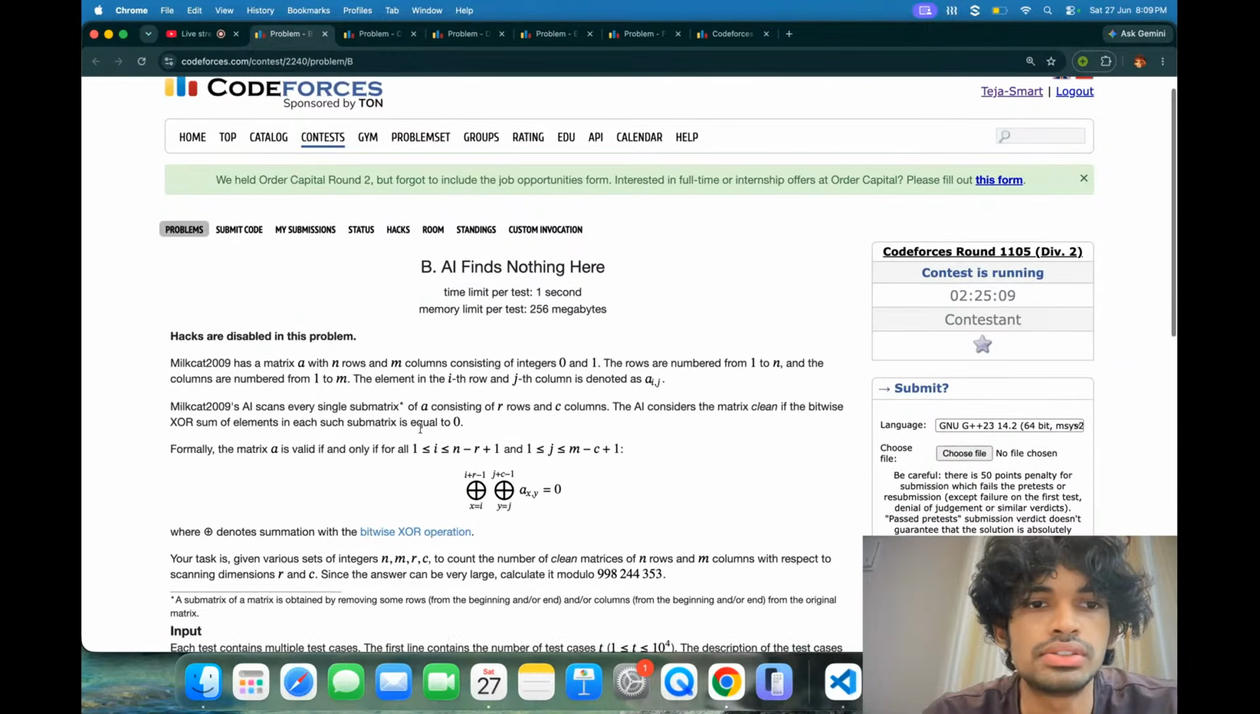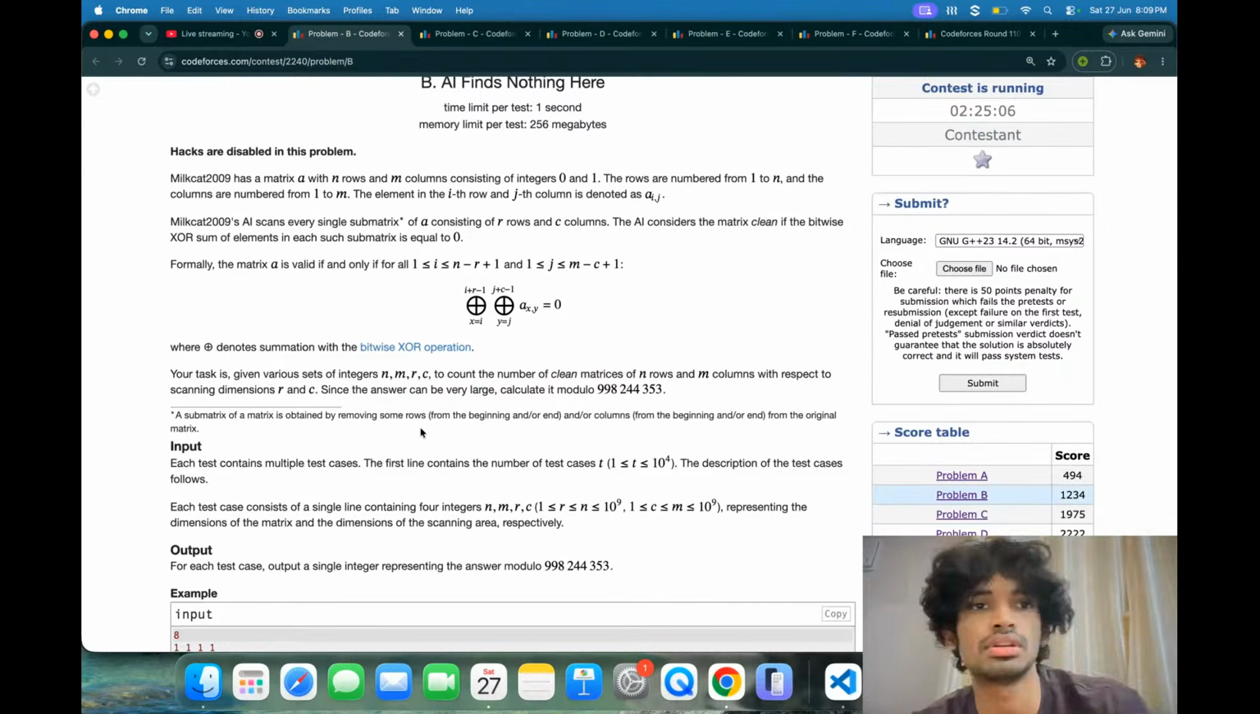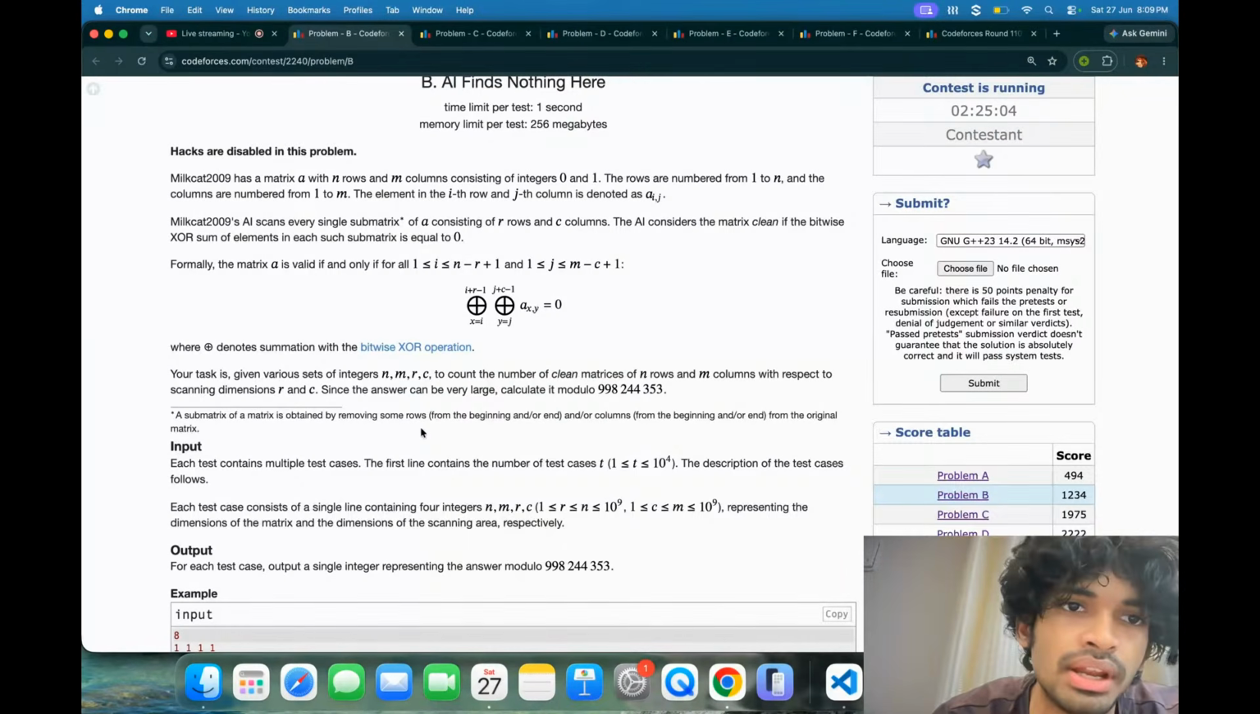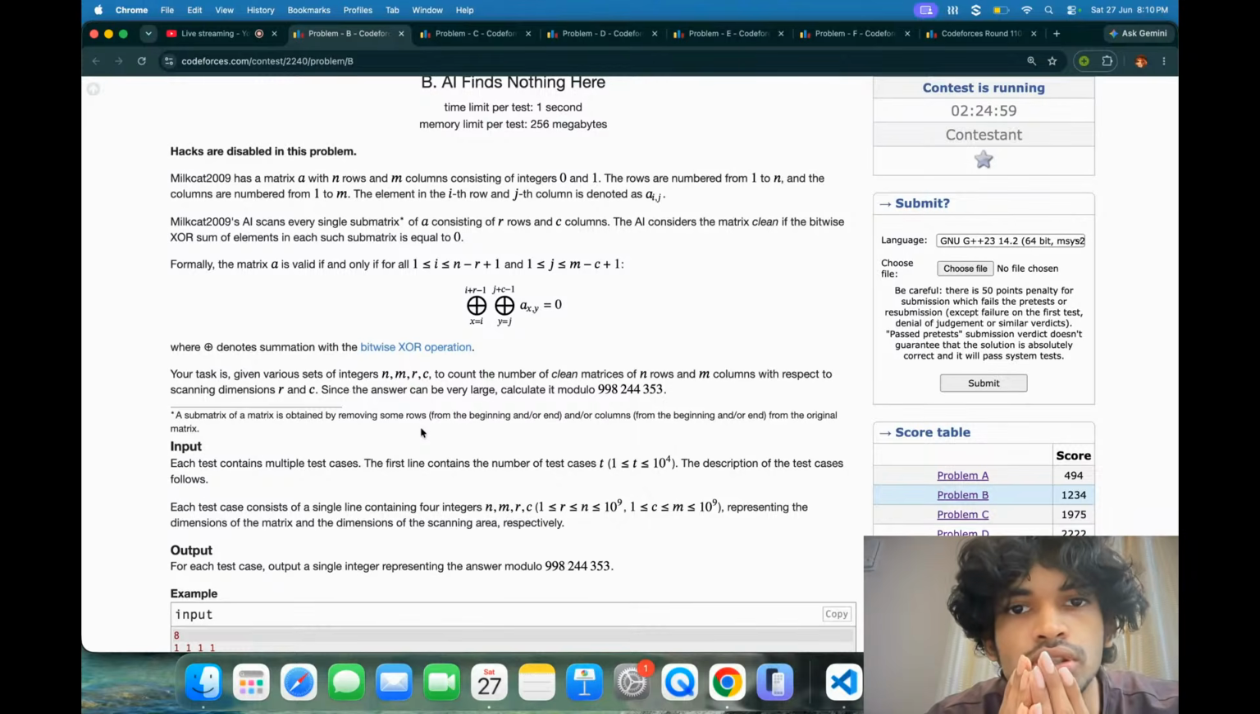Okay, A is done. Now we are at B. Hacks are disabled in this problem. It seems Milk Cat 2009 has a matrix A with n rows and m columns consisting of zeros and ones. The rows are numbered from 1 to n. The columns are numbered from 1 to m. The element in the ith row and jth column.